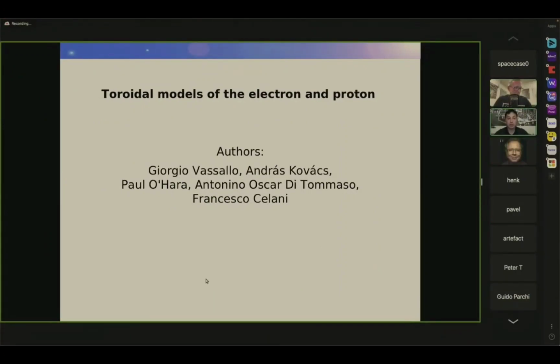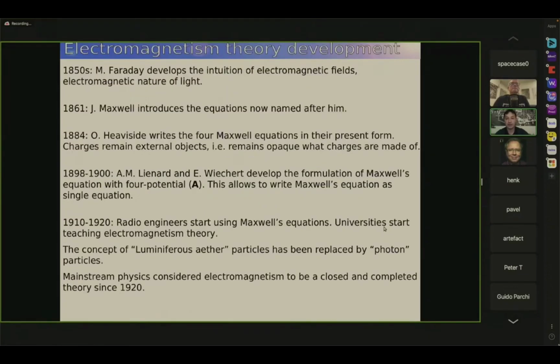So I will be talking about the results of our work that led us to the toroidal models of the electron and proton. So this has been mainly my work with Giorgio Vassallo, but the other co-authors with whom we have been working are also listed here. So I would like to begin with a history lesson, a little bit similar to how you did. It's important to set the context. And I will start with electromagnetism theory development to really understand what are the historic trends and from where we are going, where we are heading to.